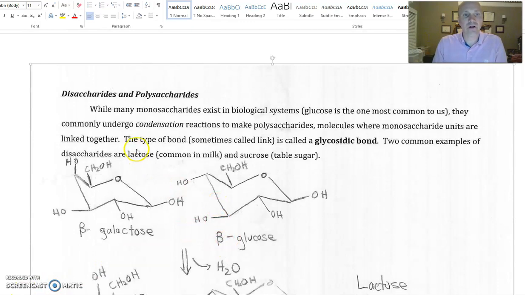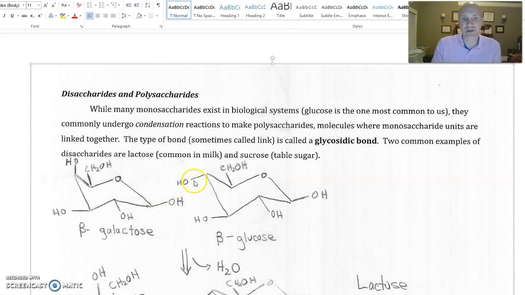Okay, and so while there are a lot of examples of monosaccharides out there, generally what you're going to find in carbohydrate chemistry is that monosaccharides are going to want to link to each other to create either disaccharides, trisaccharides, or if you link enough of them together, you generally call it a polysaccharide. Starch is a good example of a polysaccharide. So what I've done here is I've shown two common monosaccharides side by side. This is beta-galactose, this is beta-glucose. And you'll notice that there's two hydroxyl groups that are close to each other.